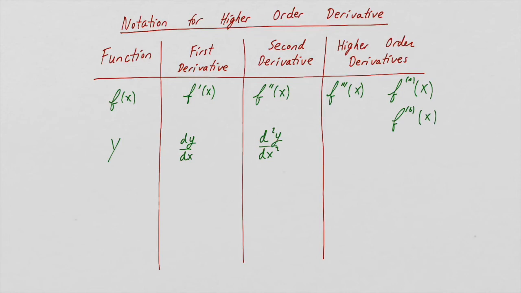And then for this notation, the Leibniz notation down here, anything after the second derivative, we can just write, just like with the other one, d to the n of y over dx to the n, and we would replace n with whatever our derivative is. So if we were looking at the 17th derivative, it would be d to the 17th y by dx to the 17th.